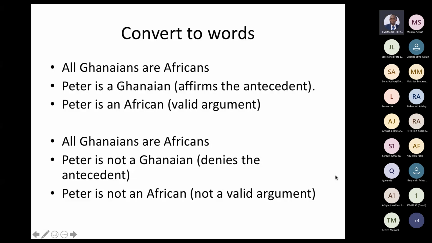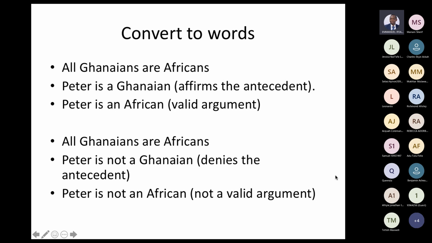So it is not enough. Because in order to show that Peter is not an African, you cannot just prove that he's not a Ghanaian. You also have to prove that he's not a national of all the African countries. You have to show that Peter is not a Togolese or a Nigerian or an Ivorian or a Cameroonian or any of the African nationalities.